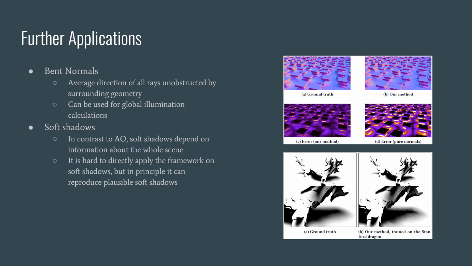The authors then tried to apply their findings to some other fields. Their technique was found to be usable to compute bent normals, soft shadows, and so on. Bent normal is the average direction of all rays unobstructed by surrounding geometry. In the image, the normal vector is visualized using different colors, as you can see. This normal can be used for global illumination calculations. In addition, their technique can also be used to cast soft shadows. Though soft shadows depend on the whole geometry in the scene, it is said that the technique in this paper can reproduce plausible soft shadows.